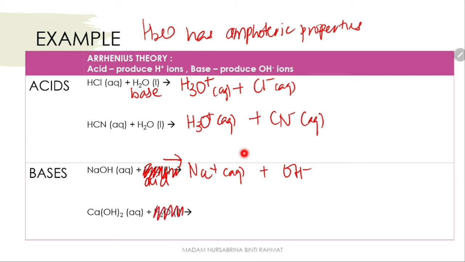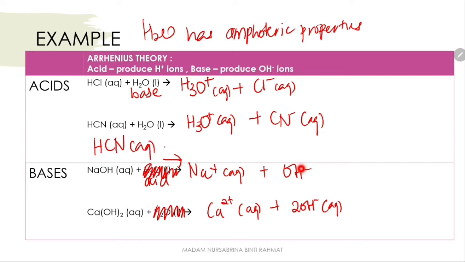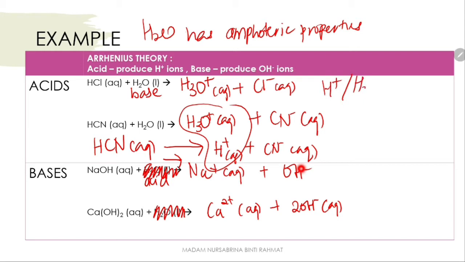Same goes for this one. This is complete dissociation. Later on, I will explain further what is complete dissociation and partial dissociation. Ca(OH)2 will form Ca2 plus aqueous plus 2OH minus aqueous. For your acid, you can also write HCl undergoing dissociation without the presence of water to give H plus plus Cl minus. If it's in water, then instead of H plus, it will form H3O plus. So H plus or H3O plus are properties of an acid.